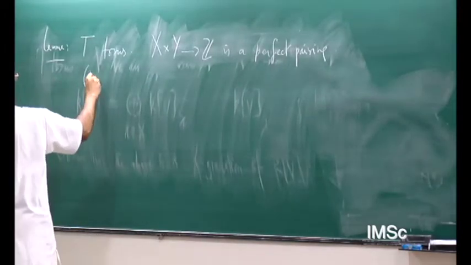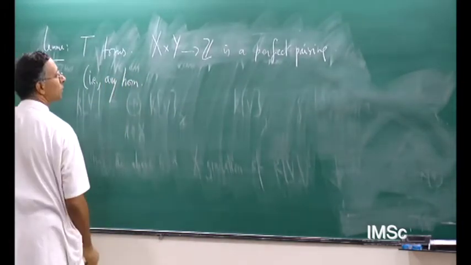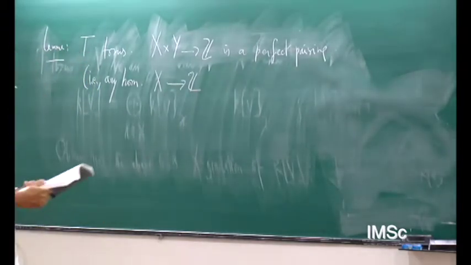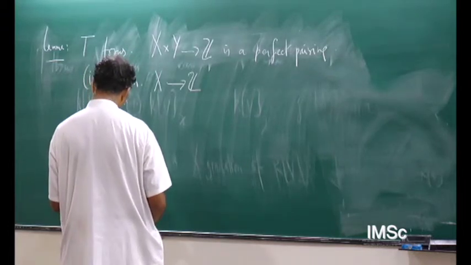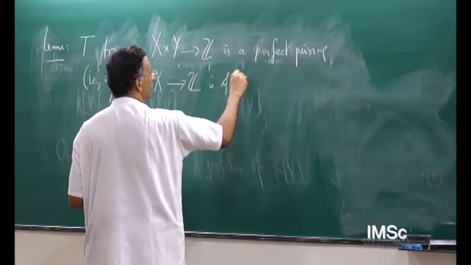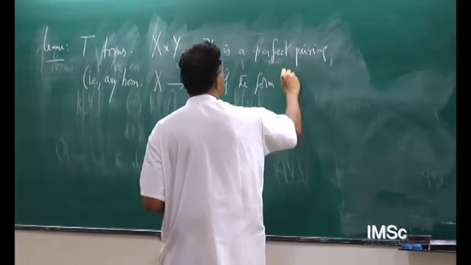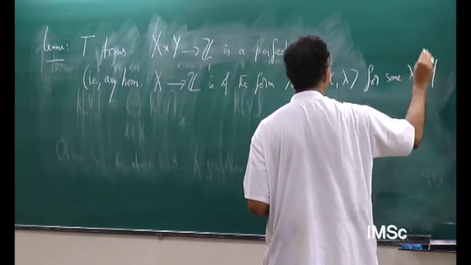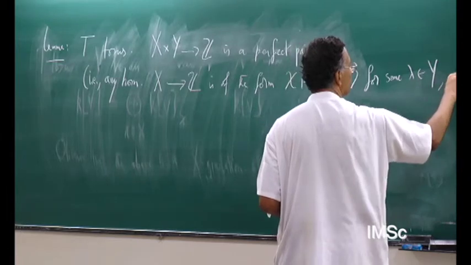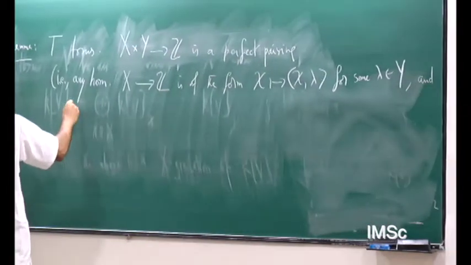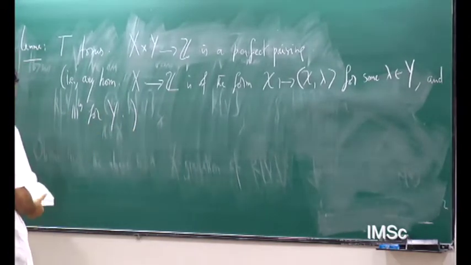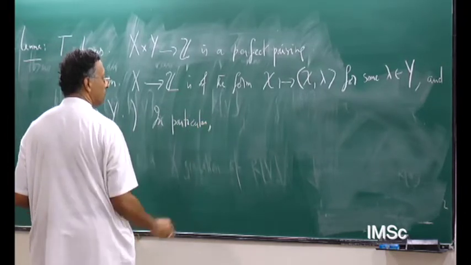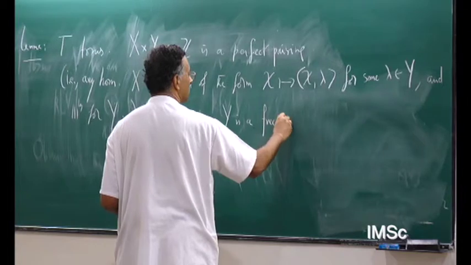That is, any homomorphism from X to Z, this is an abelian group homomorphism, is of the form chi going to chi lambda for some lambda in Y, and similarly for Y. So in particular, Y is a free abelian group.